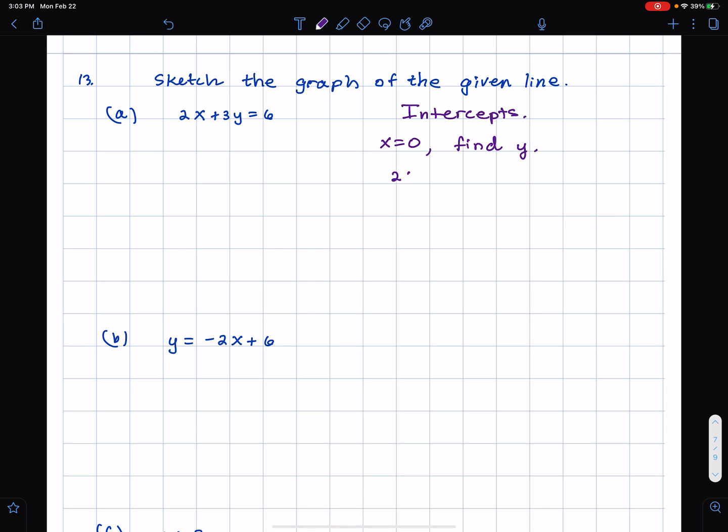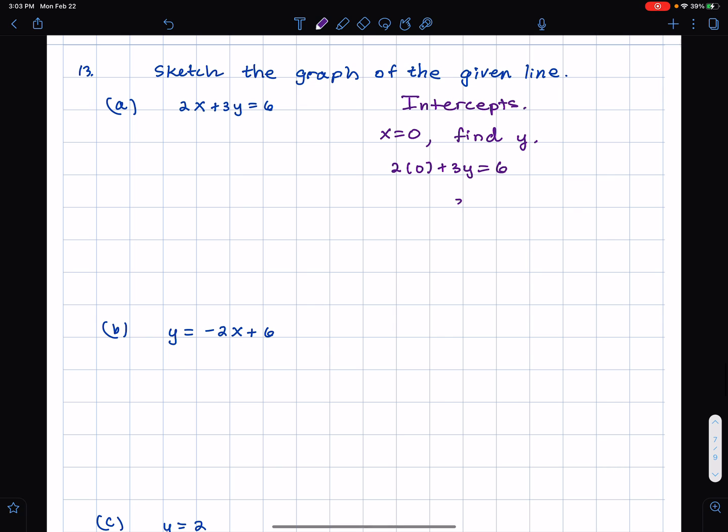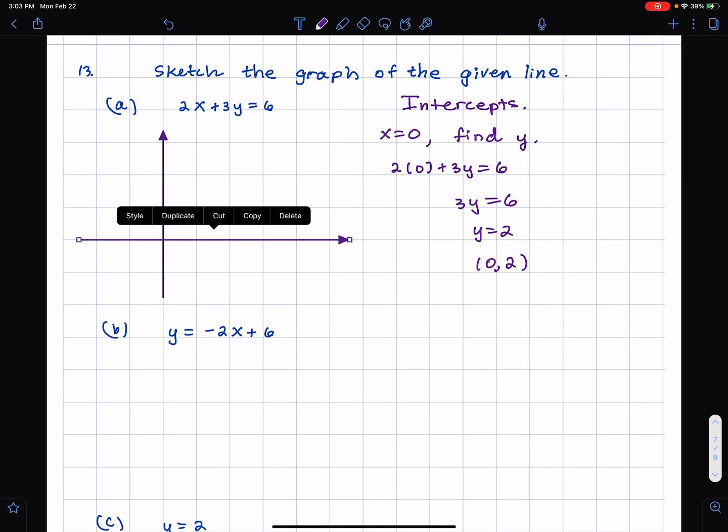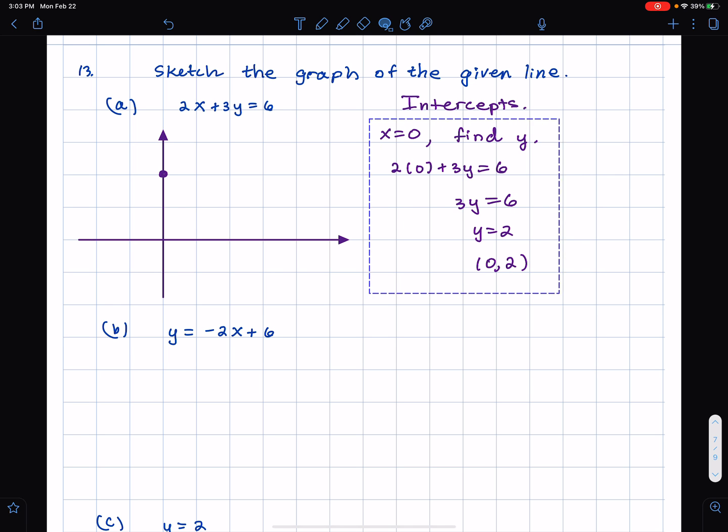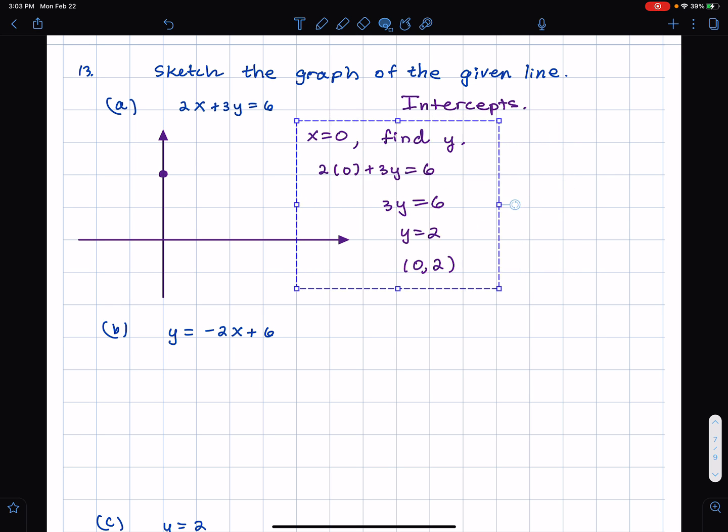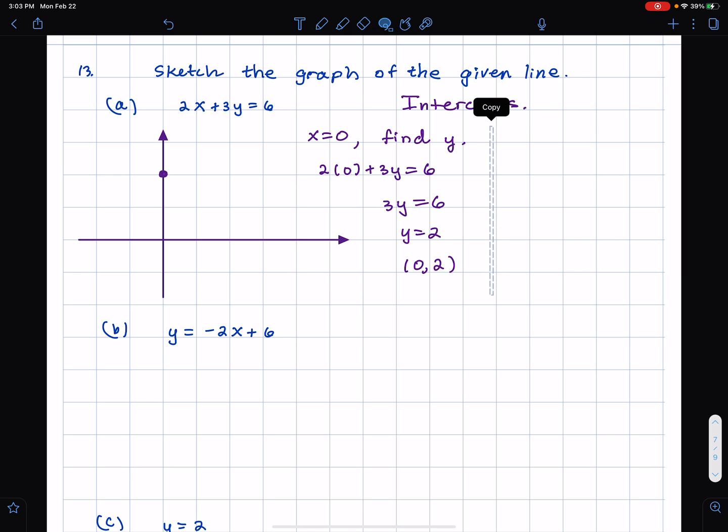So in this case, I'll set x equals 0 first, and I put in 0 for x. I get 3y equals 6, so y equals 2. So I get the point (0, 2) as a point on the graph of the line. So I have (0, 2), set x equals 0 and found y. And then, using a little bit of space here, just move that over.